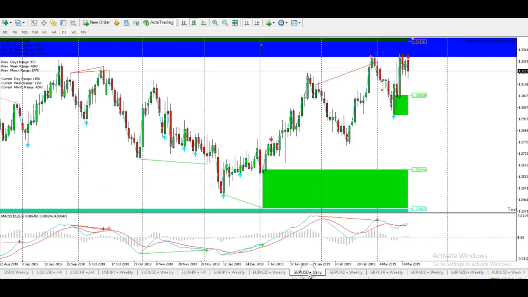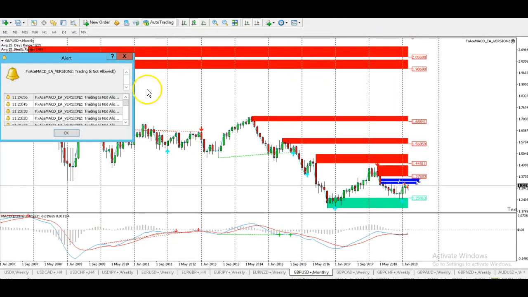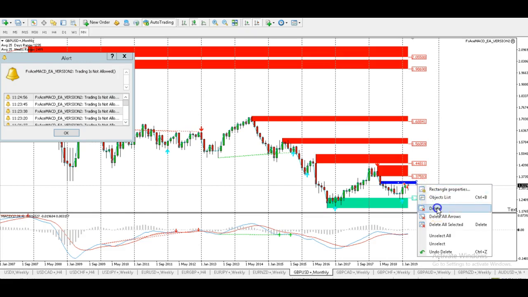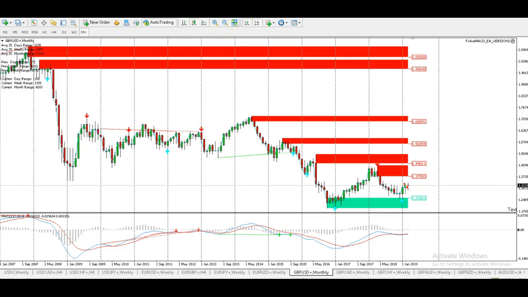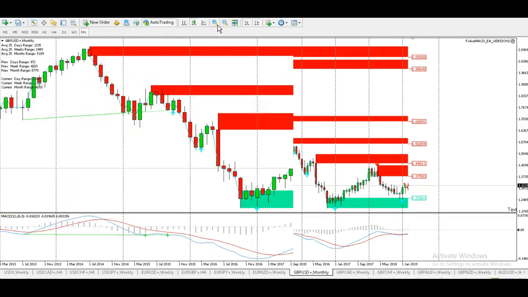Okay, next one is the British Pound USD. Let's look at the monthly here. Again, I'm just going to delete these weekly areas they've drawn. We'll just zoom in, have a look here at what's happening.